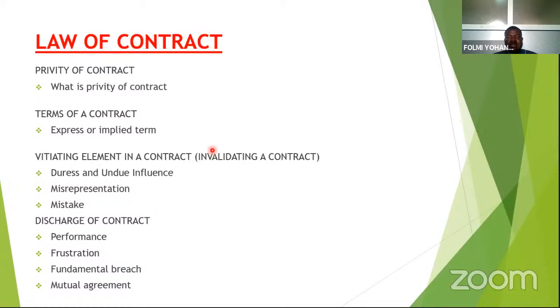Frustration is when the subject matter of the contract is no longer in existence. Remember the example of the filling station I just used, the filling station is no longer in existence. So parties will be discharged by frustration, because the subject matter that was initially bringing parties to the table of negotiations is no longer in existence. When there is a fundamental breach of the terms of the contract, you order an iPhone from Jumia and they supply you an HTC. That's a fundamental breach because you requested an iPhone, not an HTC. Then, by virtue of mutual agreement, parties can agree to end a contract, so the contract will end between parties.